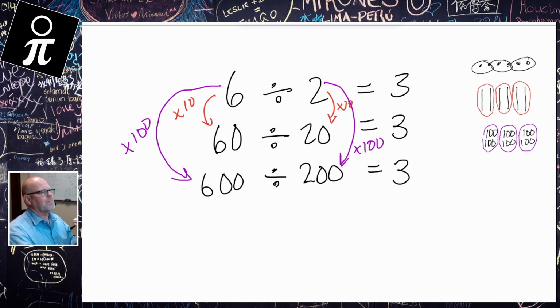Now, why is this important? Well, we're going to think about this as the quotative approach, which is how many groups of 2 live in 6? How many groups of 20 live in 60? In fact, that's what these students did over here. How many groups of 200 live in 600?